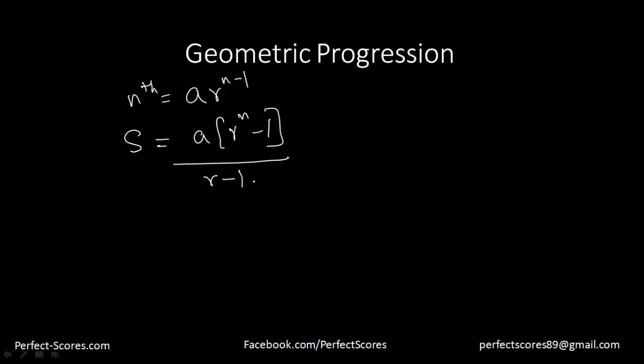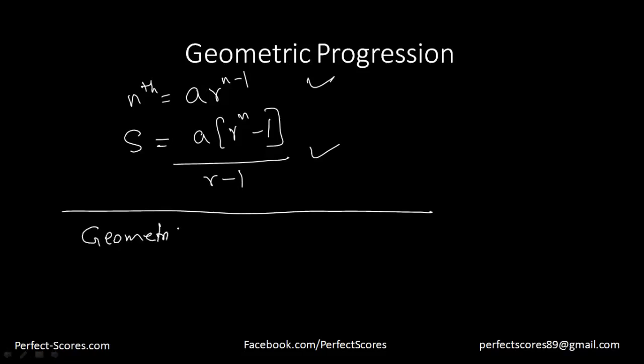So this would be these two expressions here. Now let's talk about geometric mean. What do you mean by geometric mean? Geometric mean is, let's suppose there are two terms of a geometric progression, let's suppose 8 and 8 into 4, 32, right?